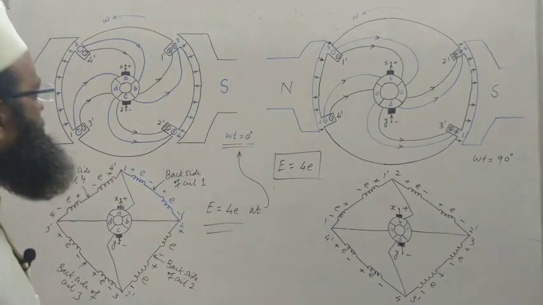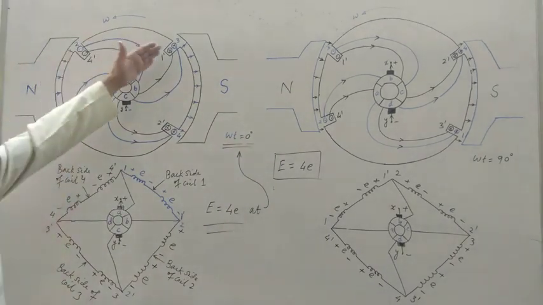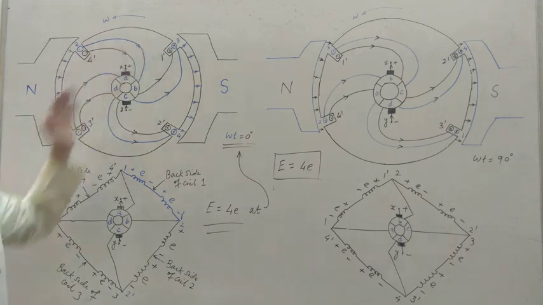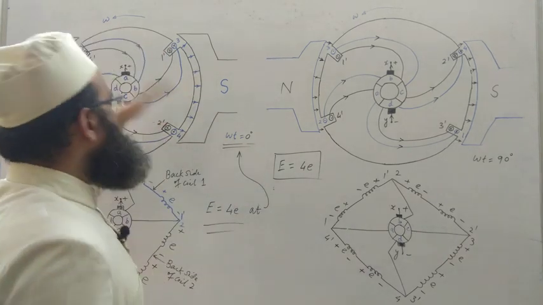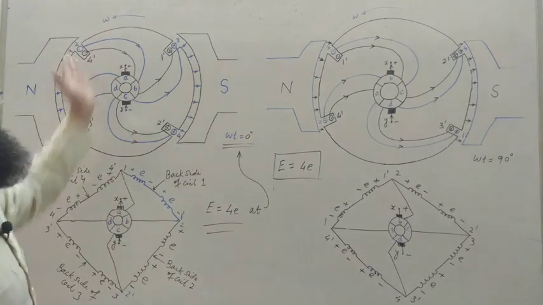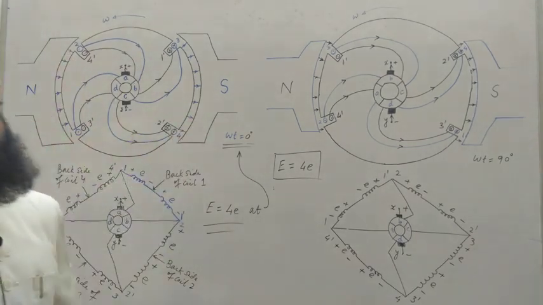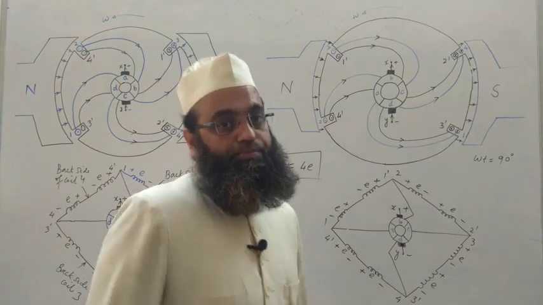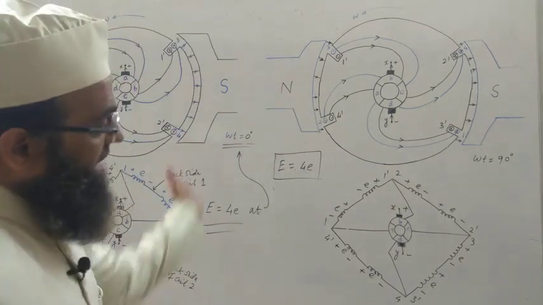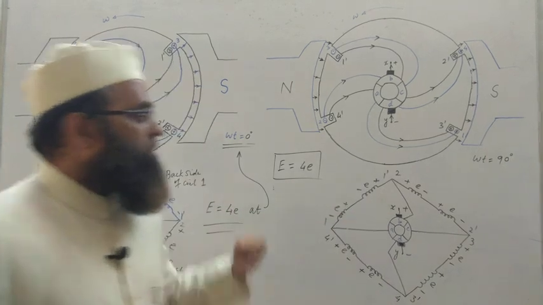How? You may observe that these two coils 1 and 3 both have changed their location. This has changed from south to north region, and this has changed from north to south region. That's why the polarity has been reversed. At the same time, the connection with the terminals has also been reversed.